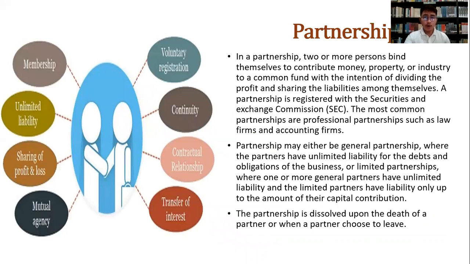So the next form of business organization is the partnership. Okay, so when we say partnership, it is composed of two or more persons who bind themselves to contribute money, property, or industry to a common fund with the intention of dividing the profit and sharing liabilities among themselves. So class, when we say partnership, based from the word partner, it is composed of two or more persons.